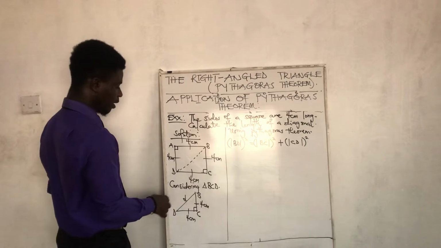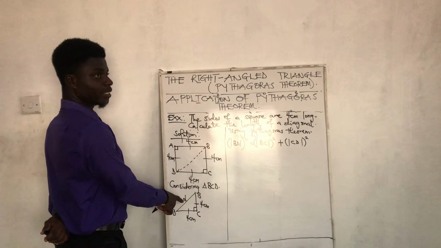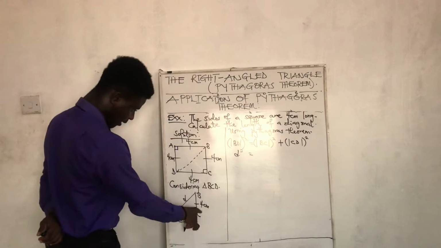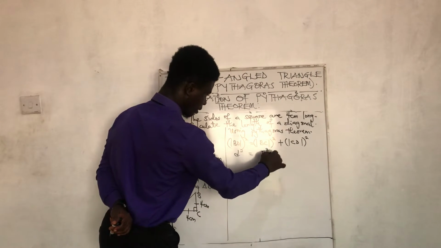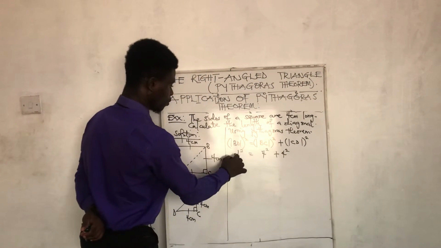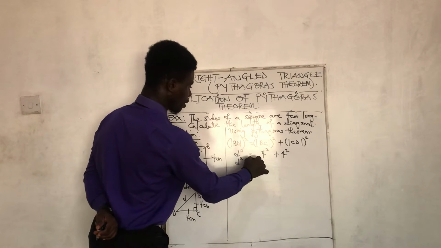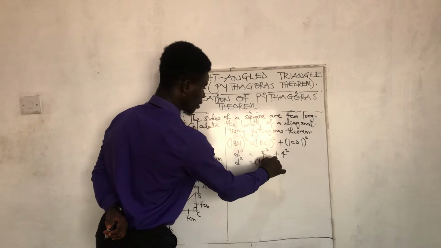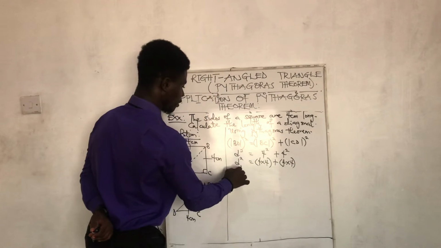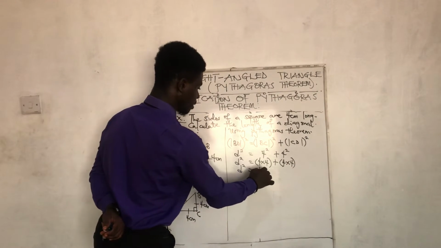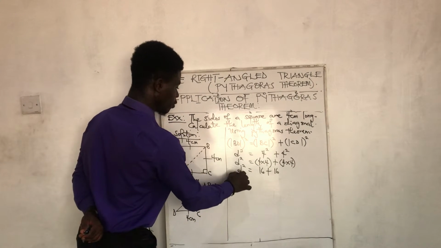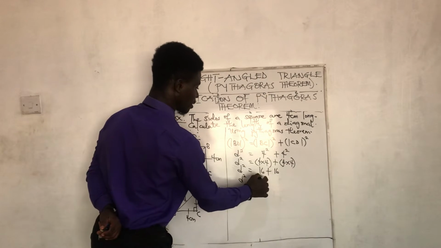So the length of BD all squared, let's denote it as D. So D squared equals BC, which is 4 squared, plus CD, which is another 4 squared. So D squared equals 4 times 4, plus 4 times 4. So now D squared equals 16, plus 16.